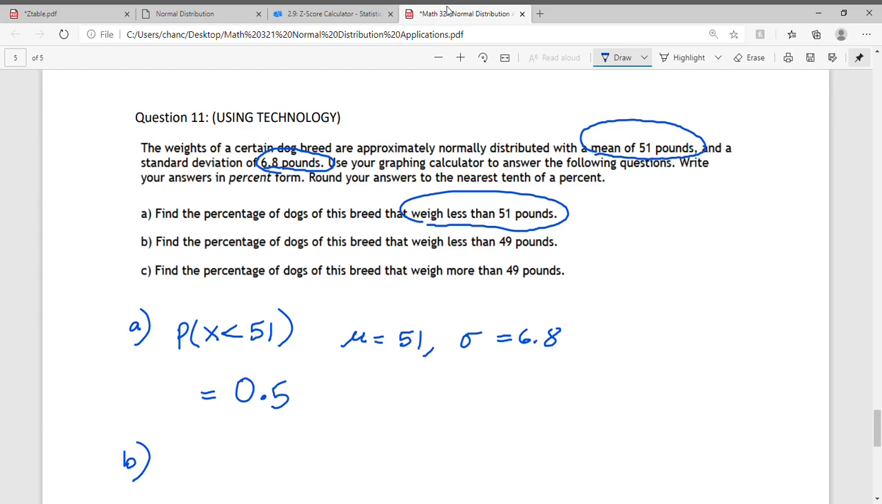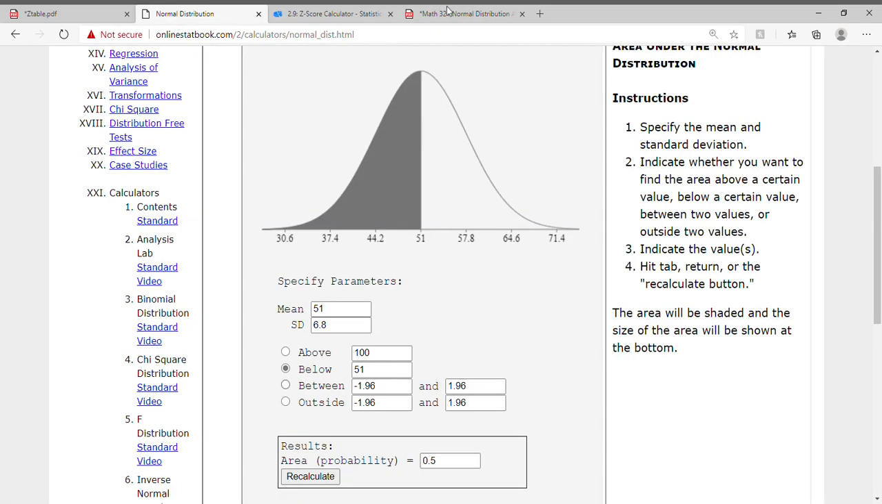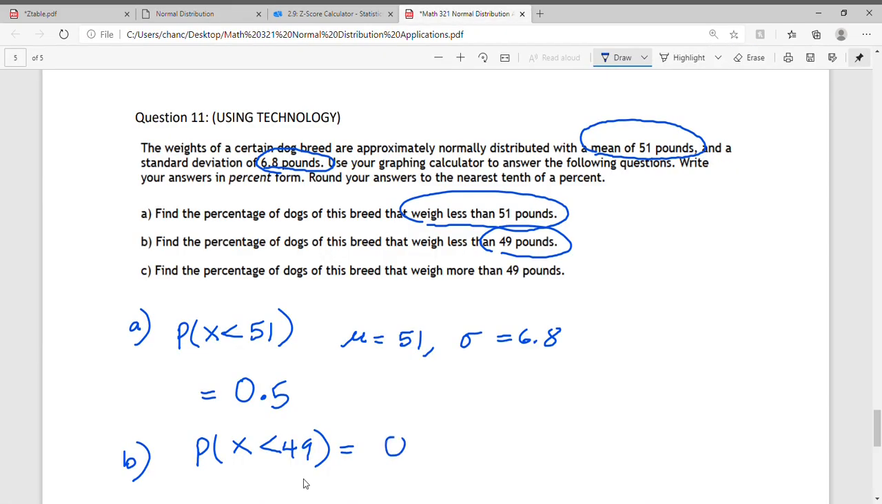For part B, we want to find the percentage of dog breeds that weigh less than 49 pounds. So I'm looking for the probability of X being less than 49 pounds. So the only thing we have to change is the 49 pounds. So we'll enter below 49. Click recalculate, and here is our probability, 0.3843. So we have 0.3843. There's a 38.43% chance. Now we know that 38.43% of this breed will weigh less than 49 pounds.